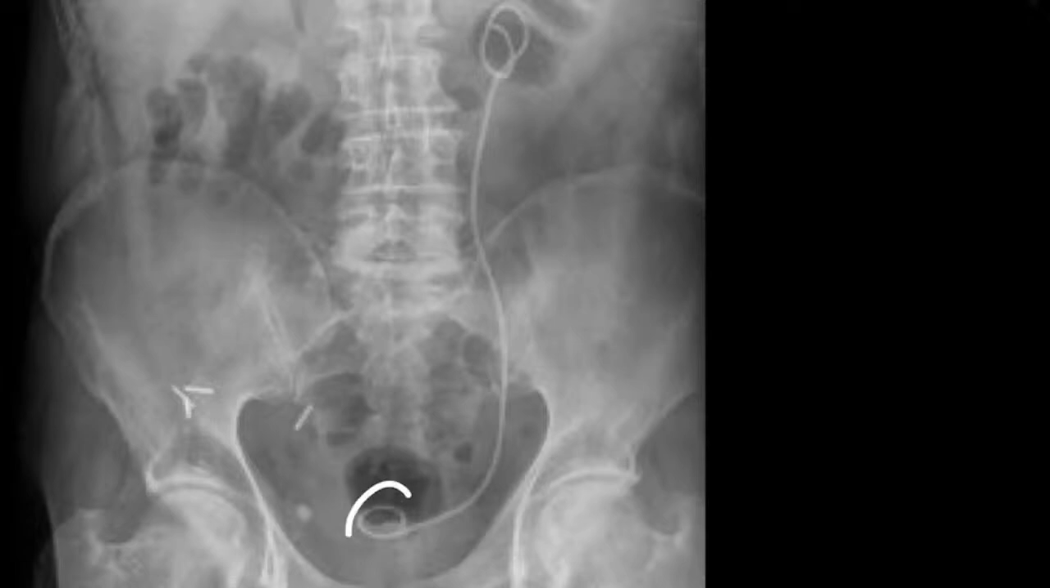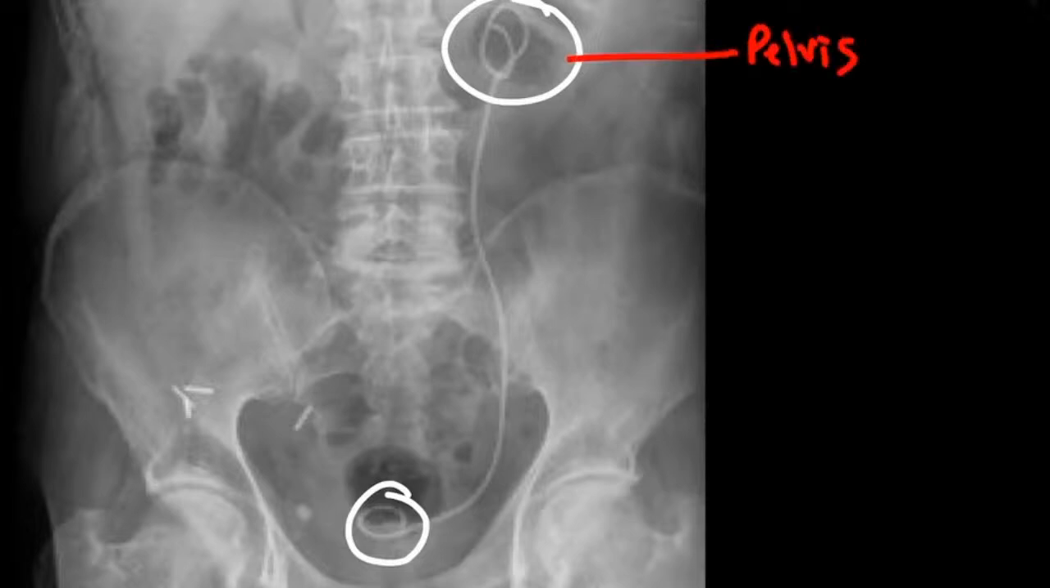Okay, so what is this? This is a double J stent. It has a curved end. So this is basically a patent stent which you put. One end of this goes into the renal pelvis, and the other end is in the bladder. So what will this do?